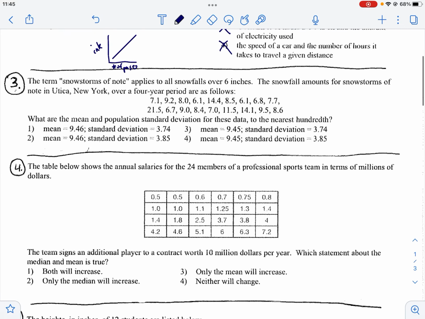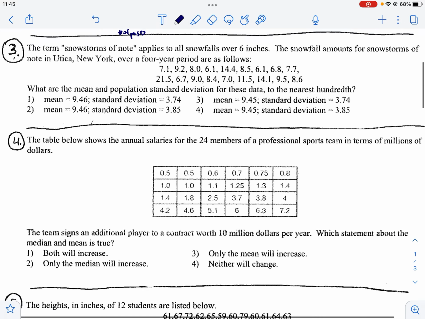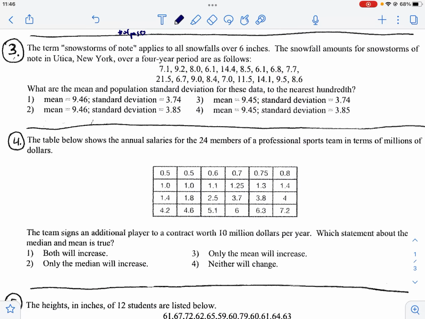For question number 2, we're asked to find the mean and the population standard deviation for this data. So the first thing we'll have to do is put all of that information into our calculator. I did that to save a little bit of time. Under Stat, you're going to go to Edit and put all of your information in L1. Once you have all of your information in, you're going to click Stat and calculate the one variable statistics. In this situation, the mean is 9.455. The population standard deviation, let's go back and first eliminate 9.455. That rounds up to 9.46.